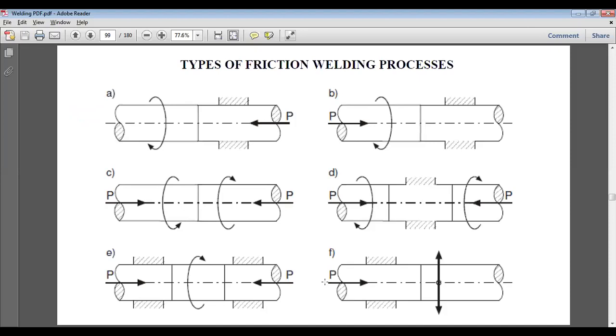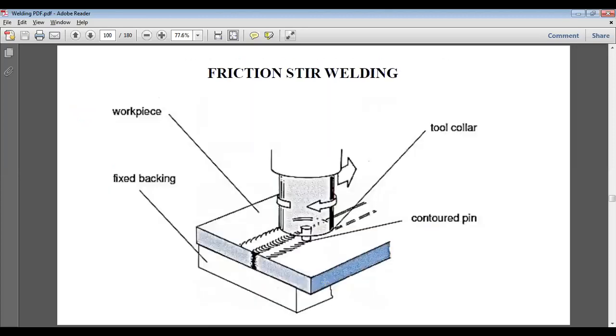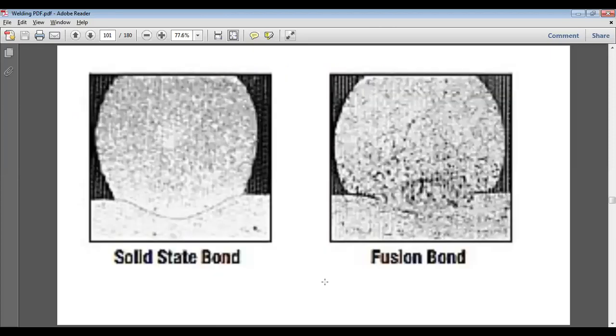We have explained that initially only one part is rotated. When the heat is produced, both parts are rotated, and at the same time pressure is applied so that they fuse together and form a joint. This is also called friction stir welding. In this case, we have a vertical arrangement rather than a horizontal arrangement. This is the same thing, but with a vertical arrangement. This is a solid state bond, not a fusion bond.